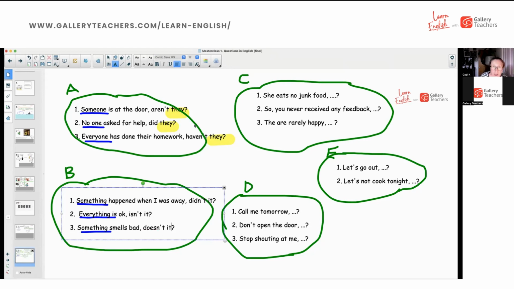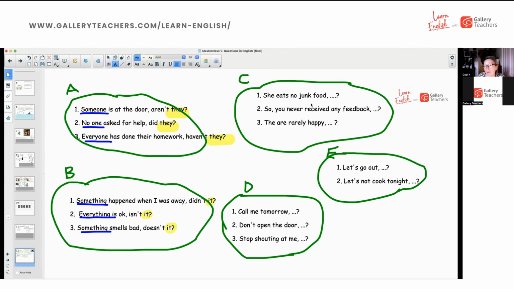Doesn't it? Very good. So again, let's look at the rule here. So what happens is, instead of they, this time we just have it. Okay. So when you want to make a tag question with something, everything, and something, then the pronoun is always it. Indefinite pronoun, yeah.